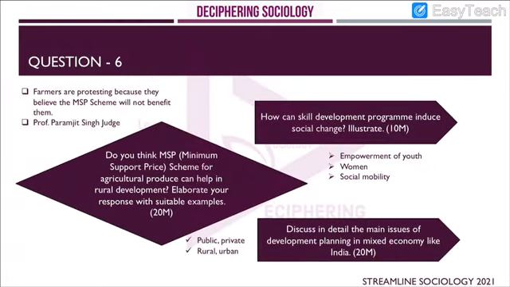Question 6 is about the minimum support price scheme for agricultural produce. Would it help in rural development? But here we also have farmers who are protesting because they believe the scheme will not benefit them. We have a sociologist, Professor Paramjit Singh Judge. You can write about him. He has been in the news in relation to this protest.